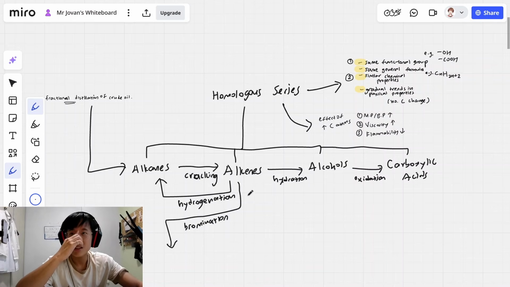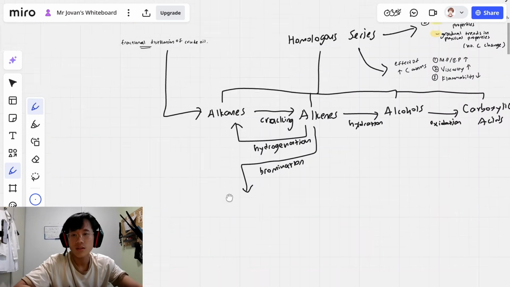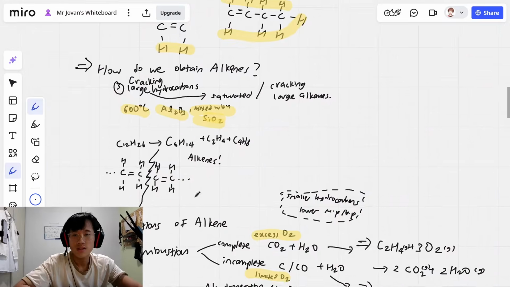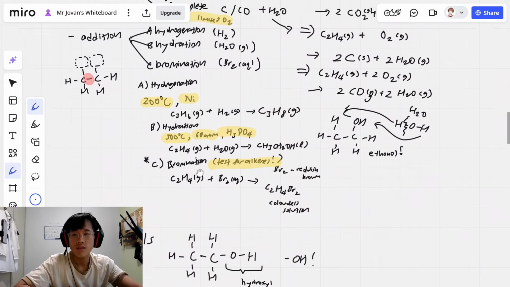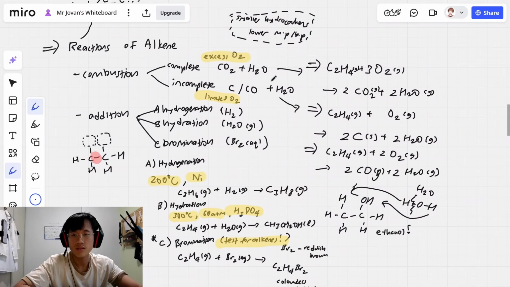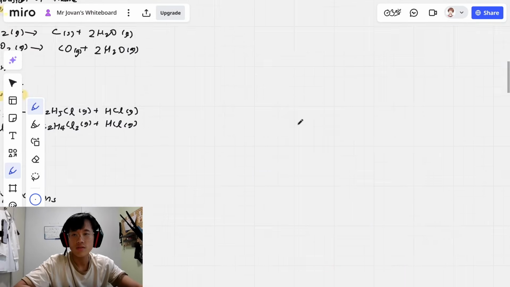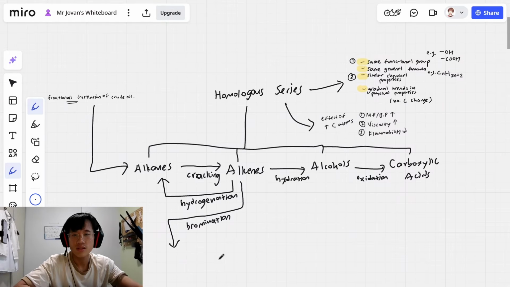Now, what else did we learn from alkenes? Oh, yep, that's it. See? Perfect. Alright, don't forget combustion for everything, okay, guys? Just going to put it here.